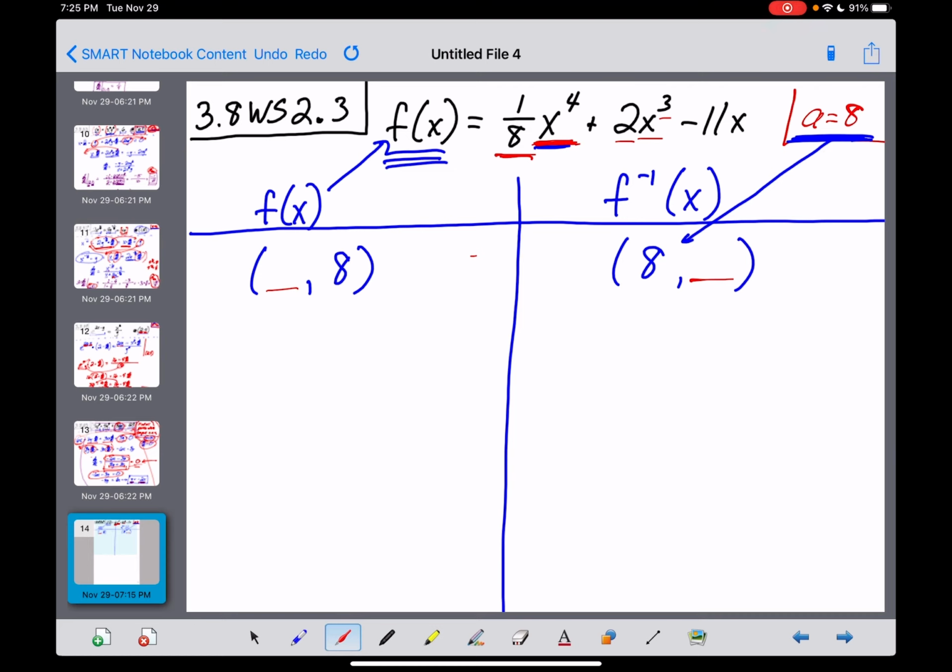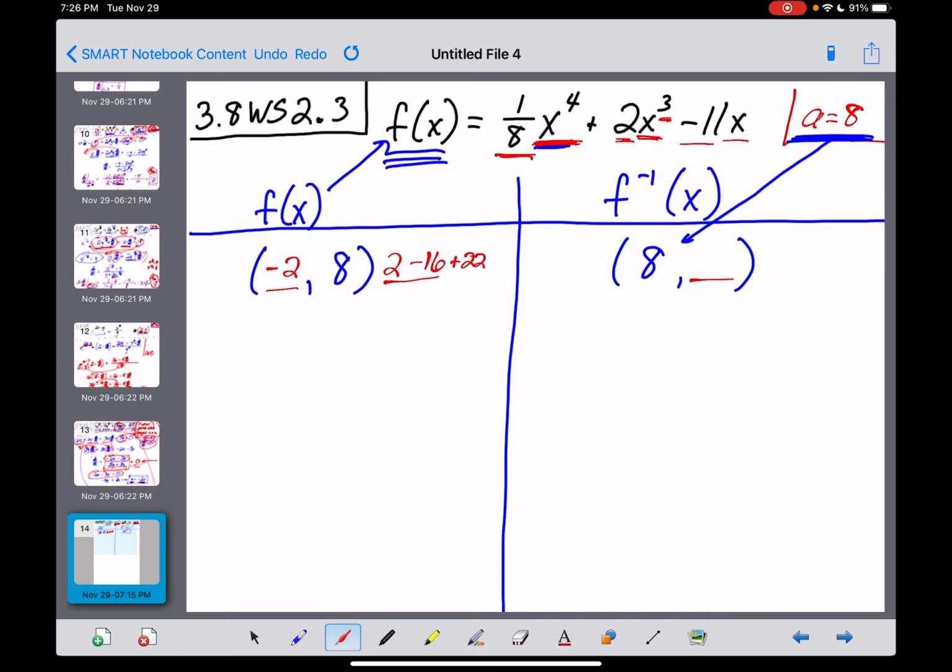Okay, let's remember something, guys. Let's start putting some negative numbers in there and see what that does for us. Negative 2 to the fourth is 16. 1/8 of 16 is going to be 2. Negative 2 to the third power is negative 8. Negative 8 times 2 is a minus 16. And then a minus 11 times a negative 2 is going to be a plus 22.